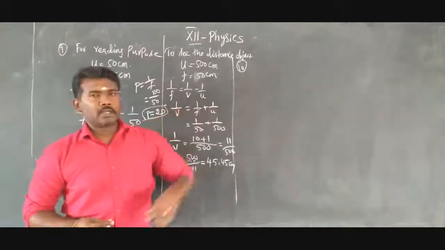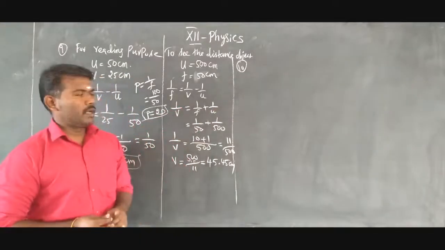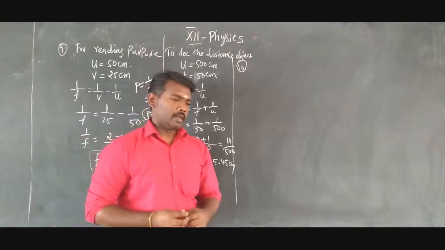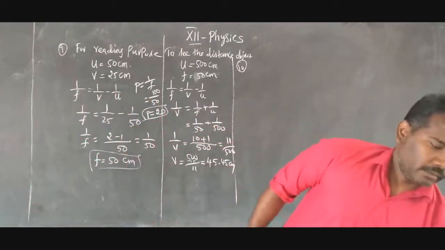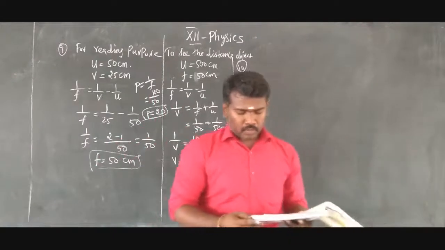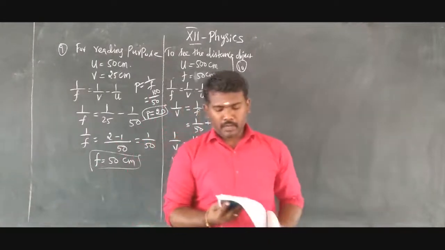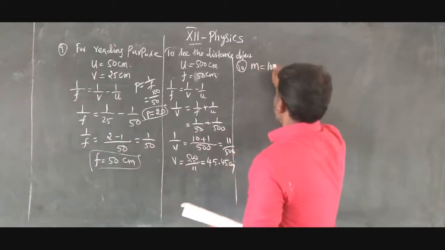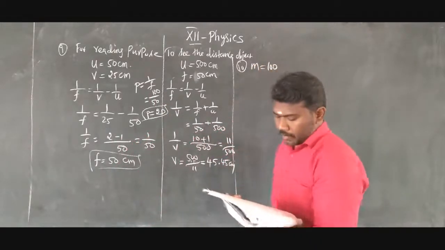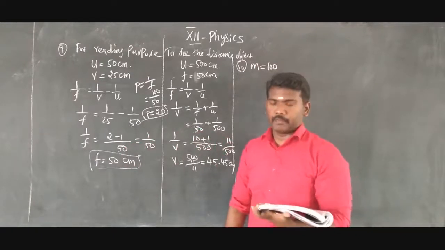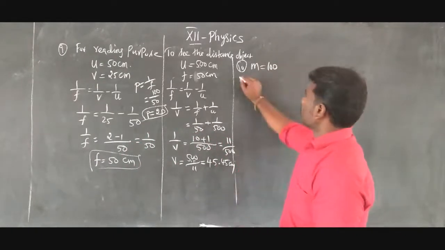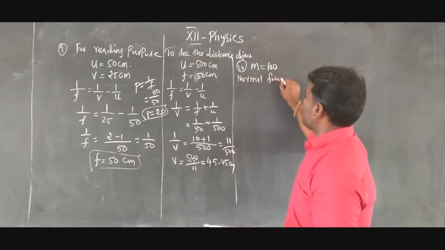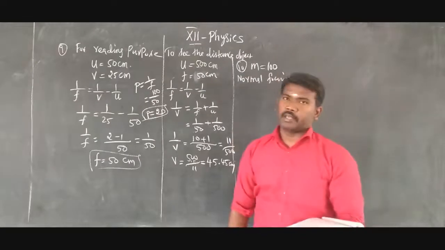And the 10th question is also related to an optical component. Especially this question is related to the compound microscope. Now I read the question first. A compound microscope has a magnifying power of 100. So the M value, magnifying power, is 100. And the image is formed at infinity. If the image is formed at infinity, it is a normal focusing. We are applying a normal focusing condition.